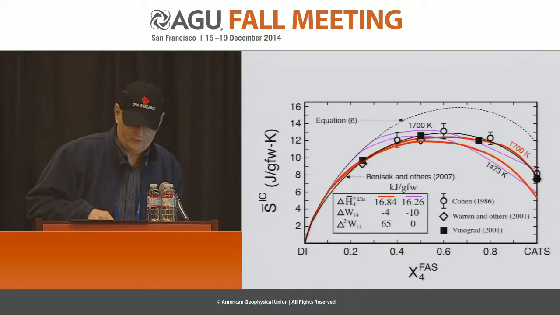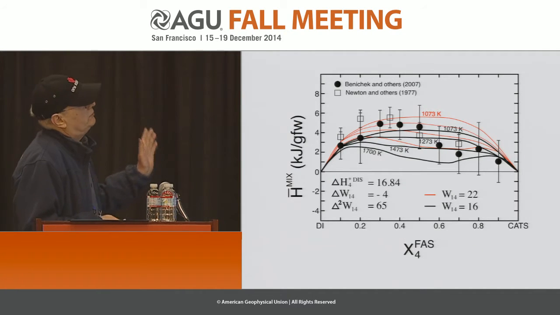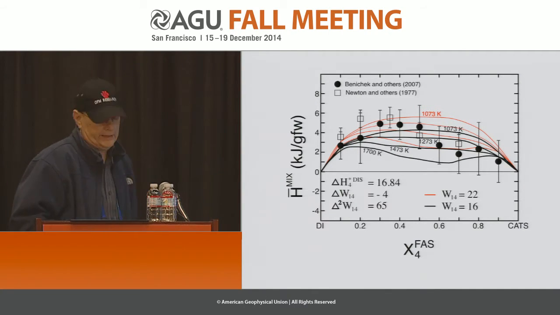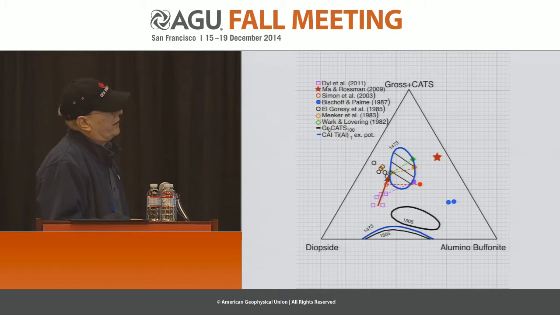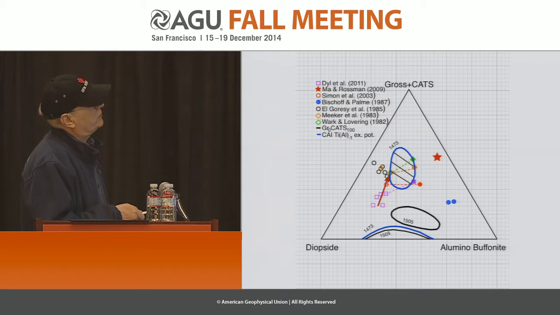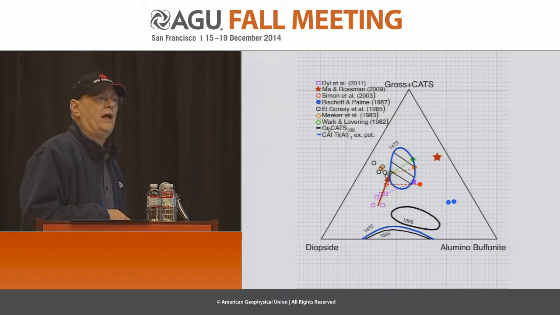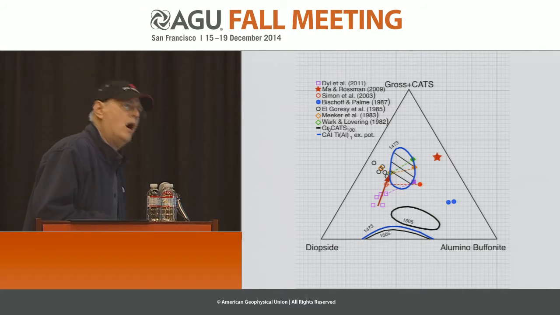And I'm going to finish real quickly here. This works really well, but it doesn't allow us to reproduce the data from Newton and others, but it works pretty well for the later data. And of course, extending it to the calcium aluminum inclusions, the exchange potential is appropriate to those. But this is a work in progress, and it would be very helpful if we actually had composition data collected with this kind of critical thinking in mind.